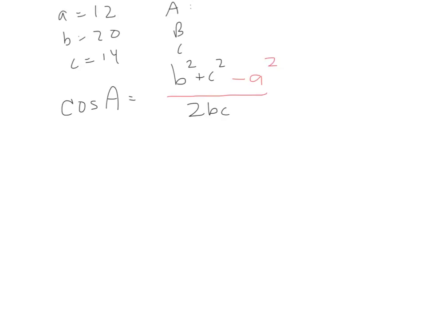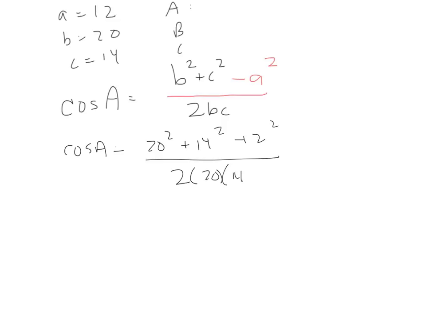So now we can place the numbers in place. Cos of A will equal 20 squared plus 14 squared, almost wrote the 12, minus 12 squared, all over 2 times 20 times 14, those same 2 numbers I wrote first. And then it's time to find your good old calculator.